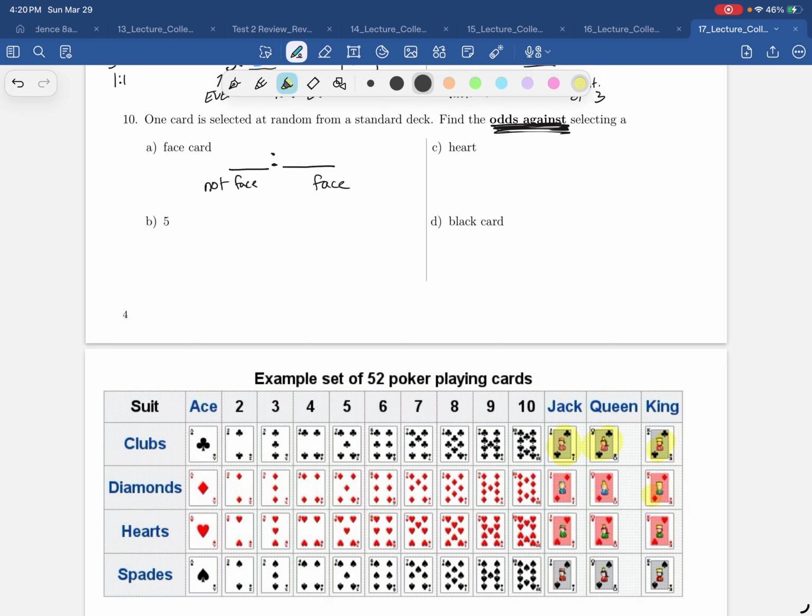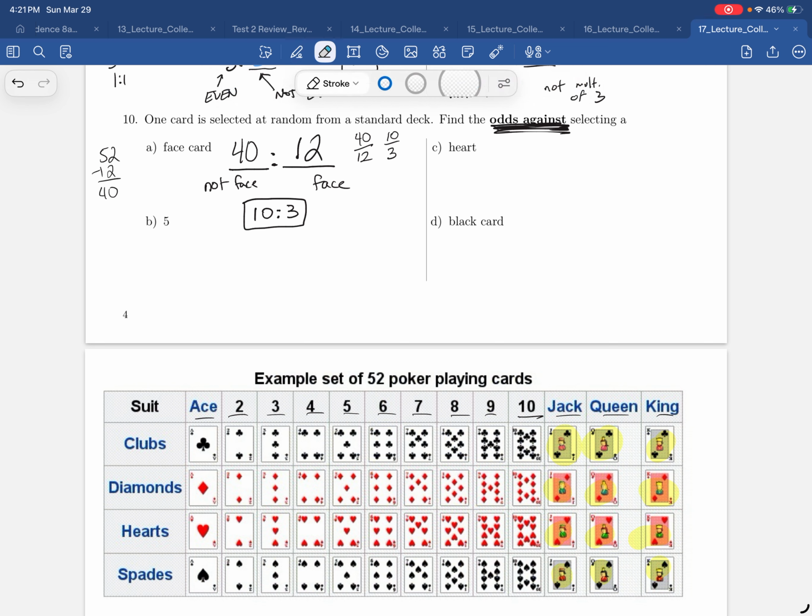Next, we could think about reducing this down. Some people even like to write it like that. I know 4 goes into those, so that'd be 10 to 3. That's probably a better answer for us. 10 to 3 are the odds against a face card. You'll also notice that we have 1, 2, 3, 4, 5, 6, 7, 8, 9, 10 kinds that are not face cards, and 1, 2, 3 kinds that are. So 10 to 3.